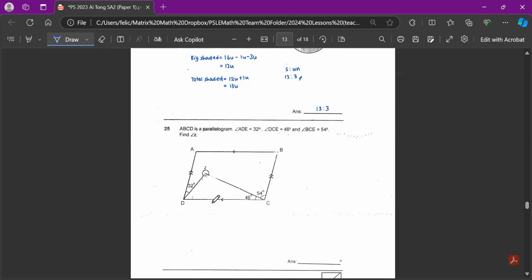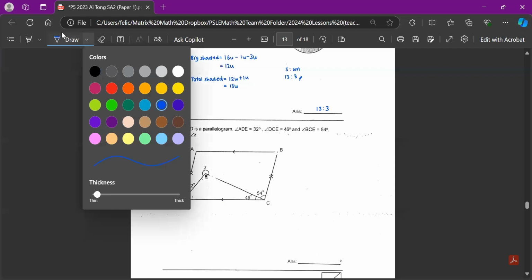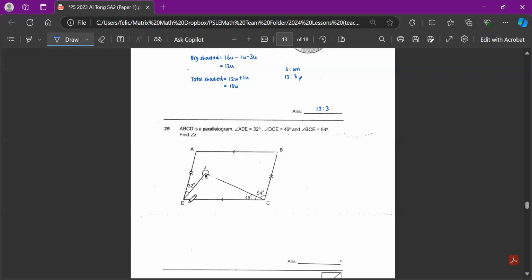Okay, let's look at question 25. They say ABCD is a parallelogram. ADE is 32. I believe the E is missing here. You may need to fill it out. So this is E. And DCE is 46 here. They say BCD is 54. Find angle Z here. Okay. To find angle Z, you will definitely need angle DEC first, this inner angle here. So later we're going to work towards that first.